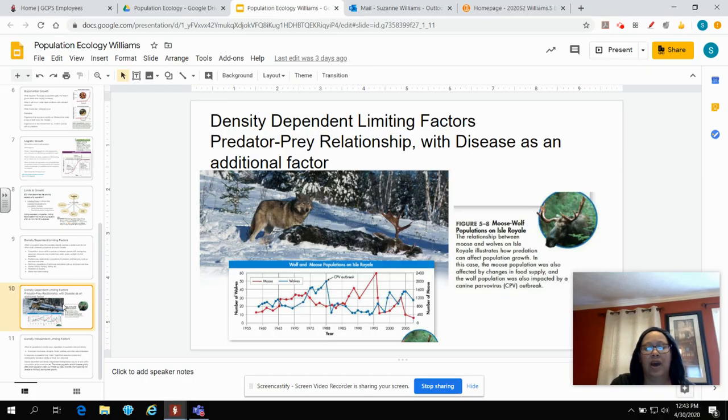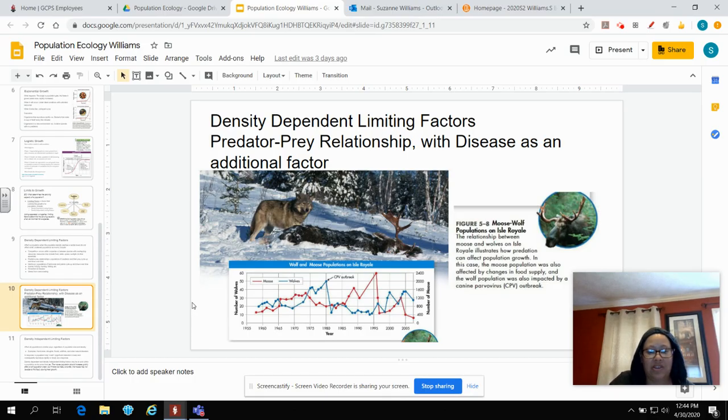On most state testing or any kind of test, you are going to have the wolf and the moose, the wolf and the deer, or the lynx, which is a cat, and a hare, which is a bunny. So it's the same graph, basically, with those scenarios. Let's look at this moose-wolf scenario. What is happening here? This is showing you populations that have carrying capacity. And this is a predator-prey relationship. So let's go through it.